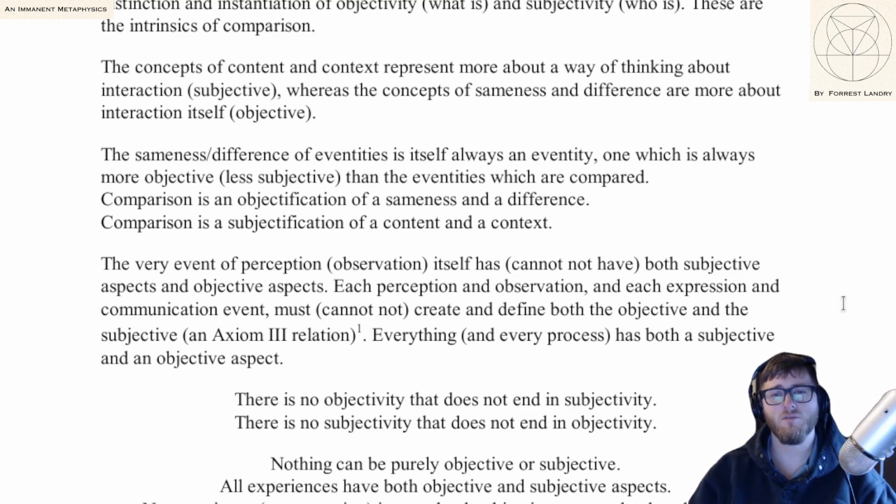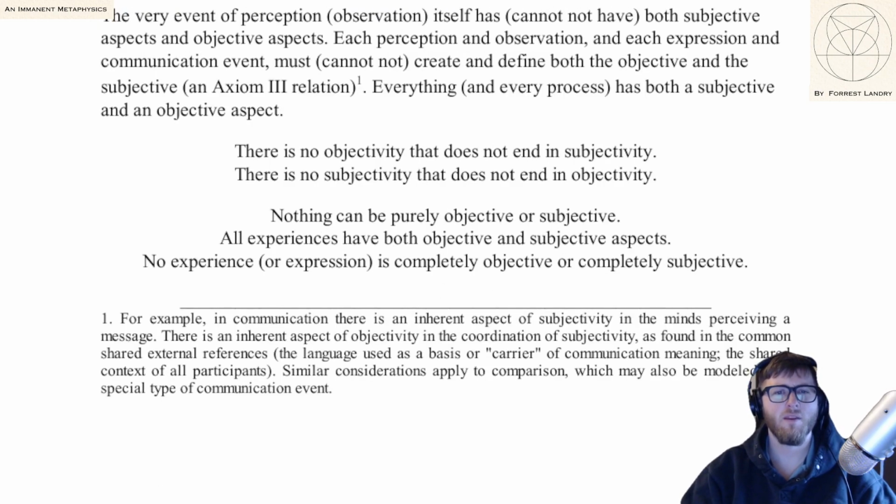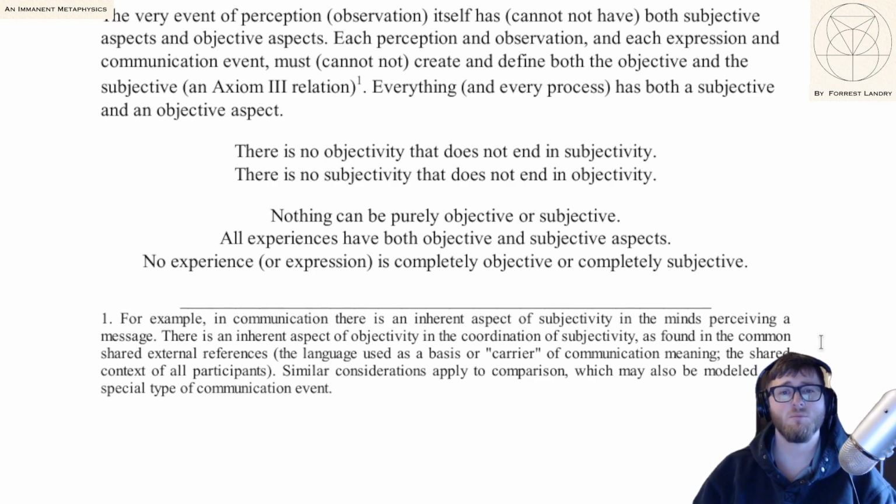Comparison is an objectification of a sameness and a difference. Comparison is a subjectification of a context and a content. The very event of perception, observation, itself cannot not have both subjective aspects and objective aspects. Each perception and observation and each expression and communication event cannot not create and define both the objective and the subjective. An axiom 3 relation: everything and every process has both a subjective and an objective aspect.